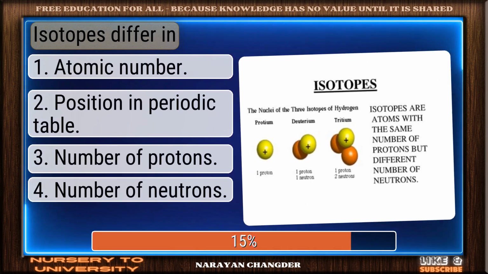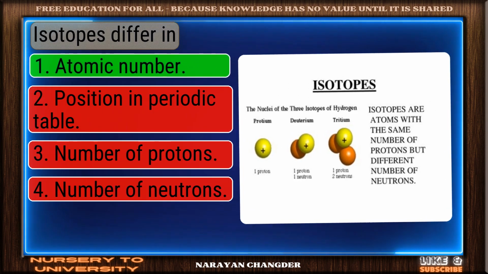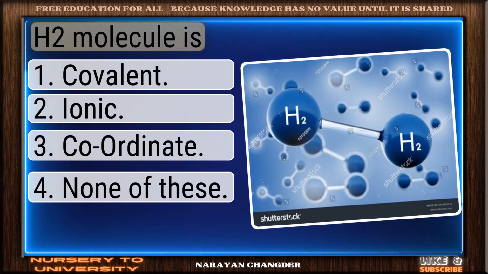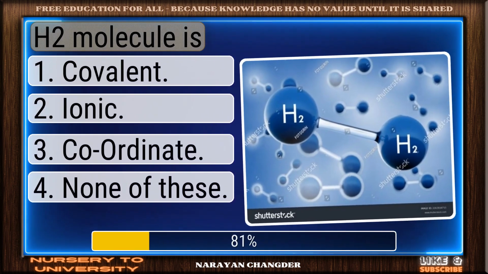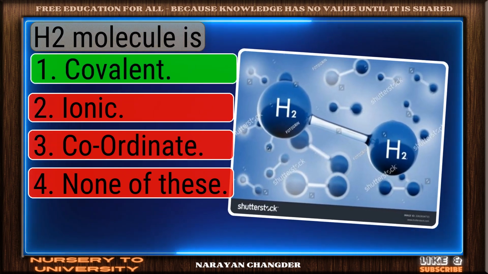Isotopes differ in. Clear logic. Your choice atomic number is sound and 100% true. H2 molecule is? Perfect. Covalent is the correct choice.